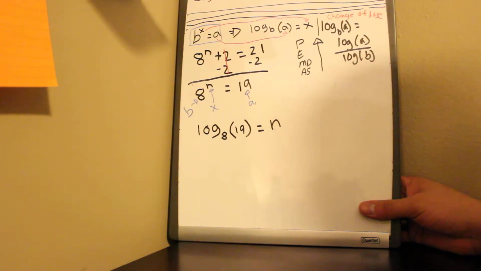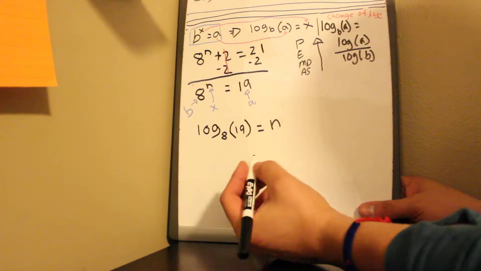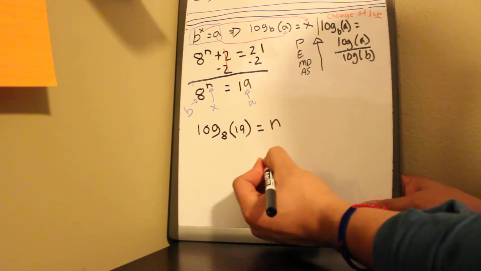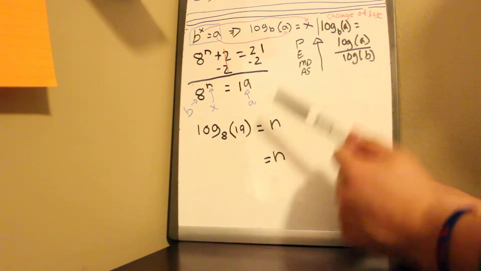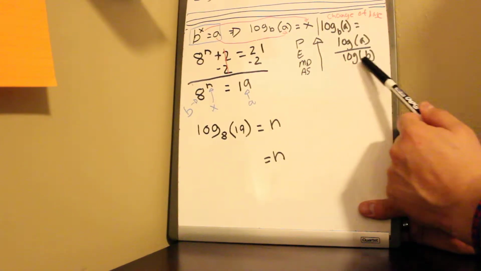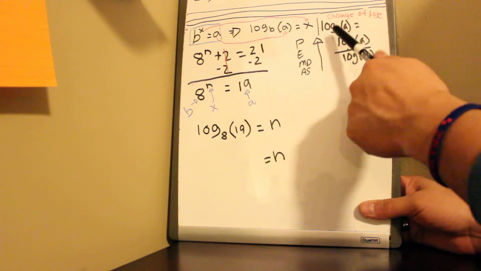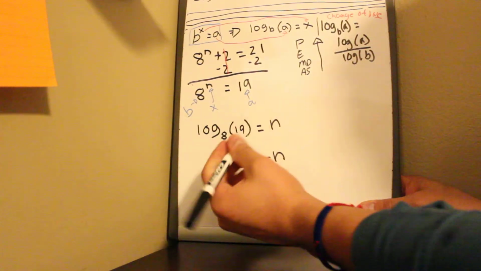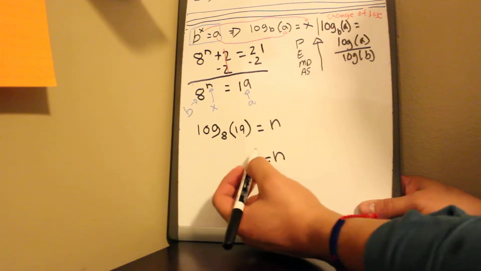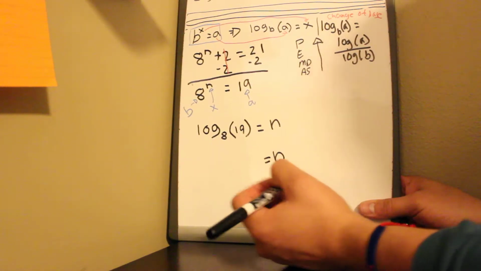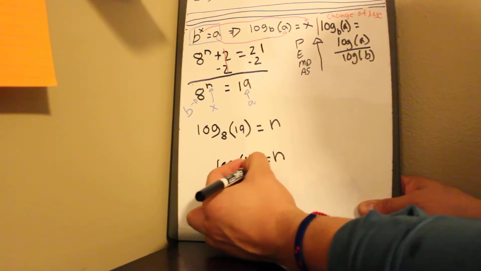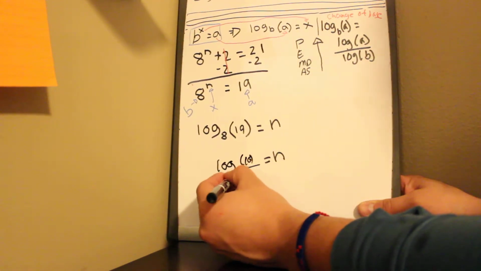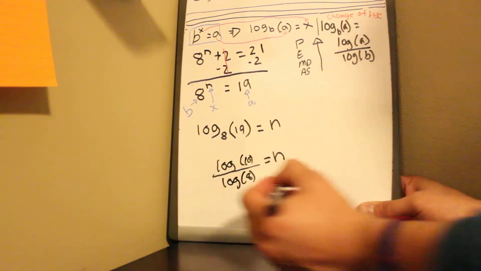Now this is where you want to use the change of base formula. You're going to write down n equals, and now you see here log base b of a equals log of a divided by log of b. Just following this formula, we can rewrite this. We know our base is 8, and we know our a value is 19. So we can do log of 19 divided by log of 8.